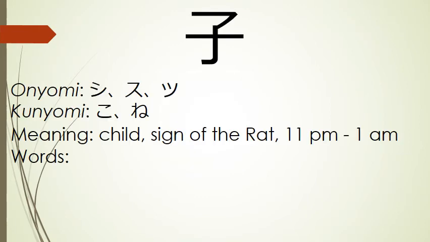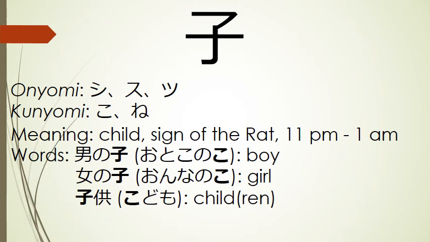Our next kanji can mean child, sign of the rat in the Chinese zodiac, and 11 p.m. to 1 a.m., but mostly we're probably going to use it to mean child. Its onyomi include shi, su, and tsu, and its kunyomi include ko and ne. Words that use this kanji include otoko no ko, boy, onna no ko, girl, and kodomo, child or children.